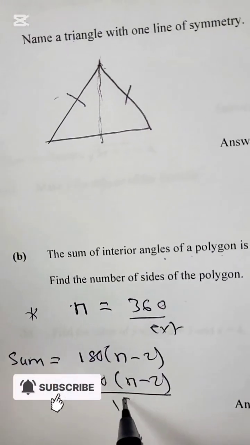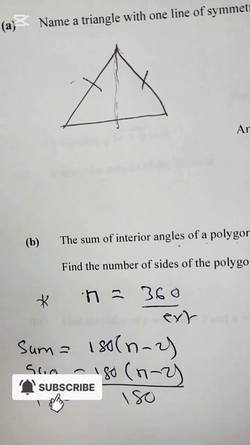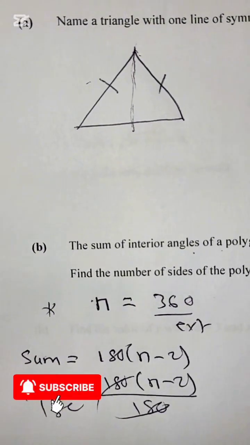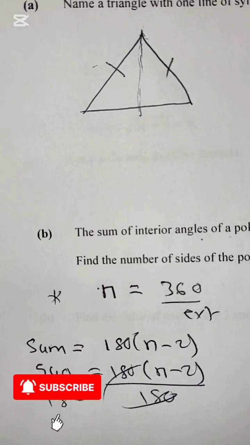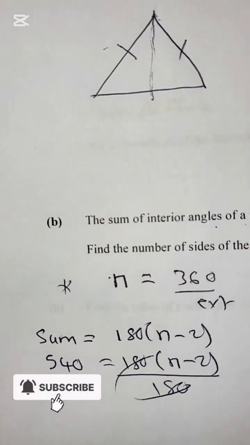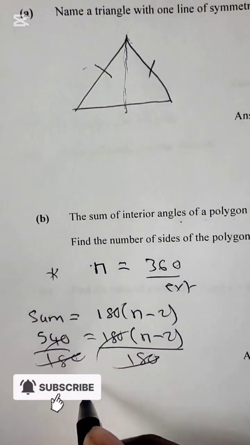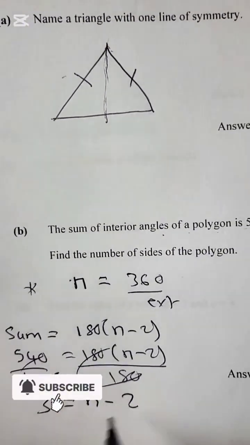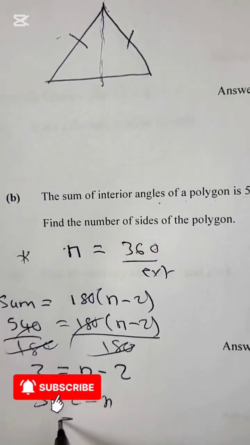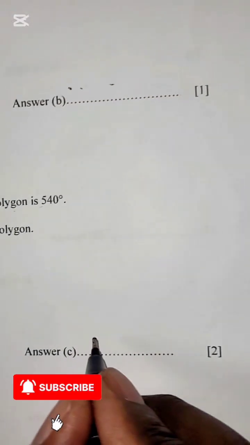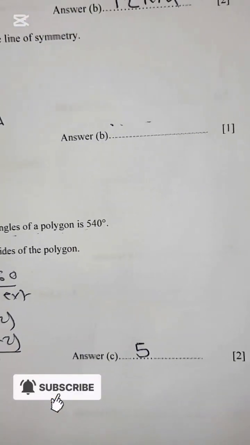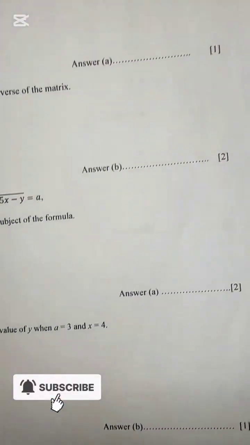We're going to divide both sides by 180. So 180 into 180, that's 1, and 540 divided by 180, we do get 3. 3 is equal to n minus 2, and negative 2 to this side is positive 2, so 5 is equal to n. So the number of sides is 5, right? It is a pentagon with 5 sides.